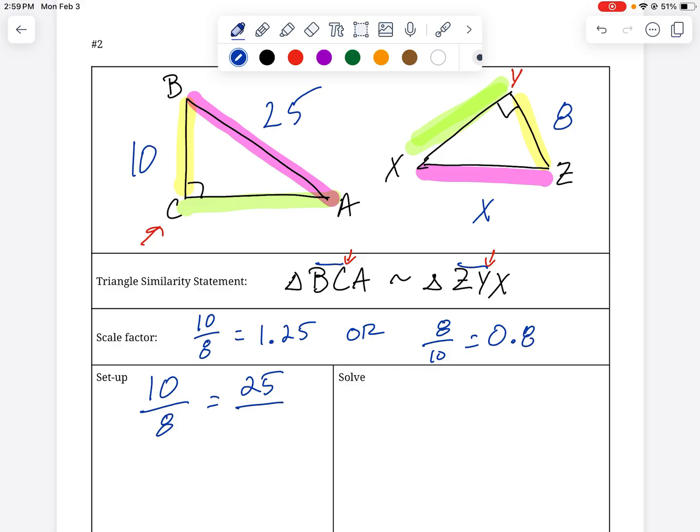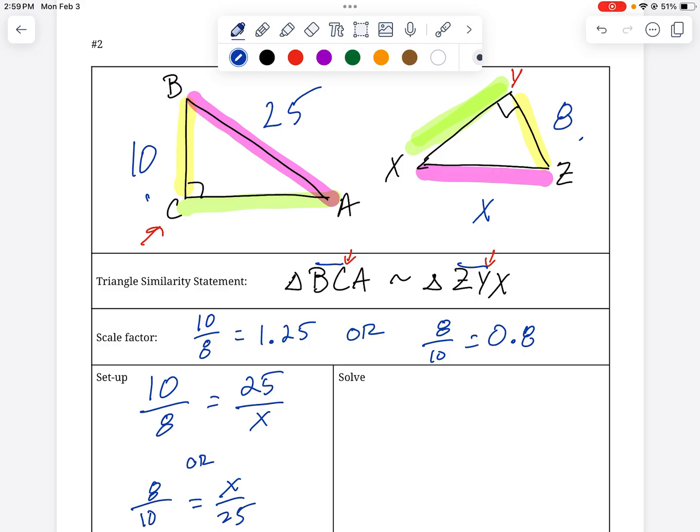Good. 10 over 8 is 25 over x, or you could have done 8 over 10 is equal to x over 25. Just stay consistent, okay? What do I mean by that? If you're going 10 to 8, so left to right, big to small, I have to stay consistent and go 25 to x. I can't go 10 over 8 equals x over 25. It's not going to work. Your answer will be incorrect.